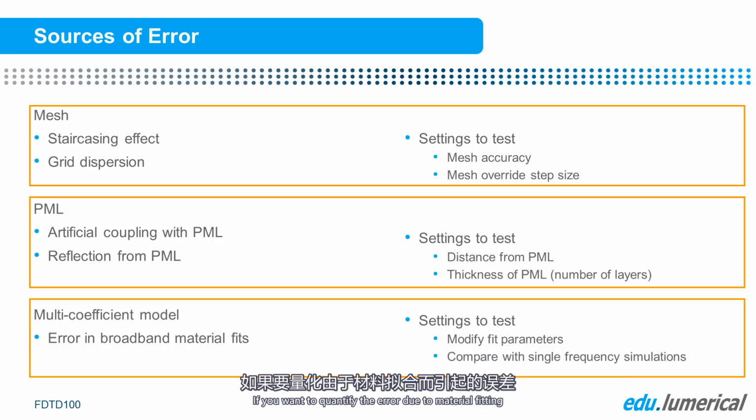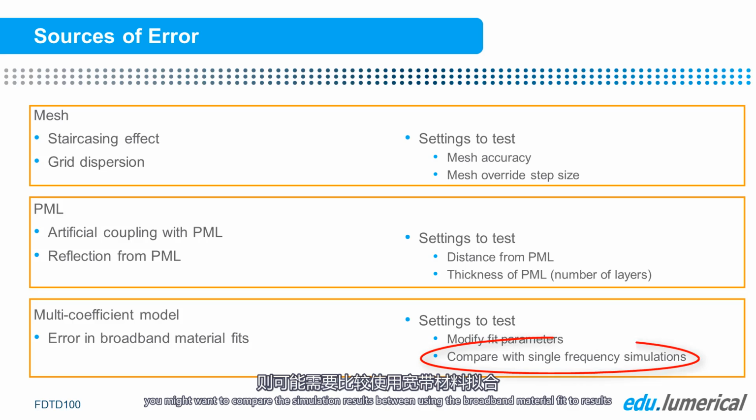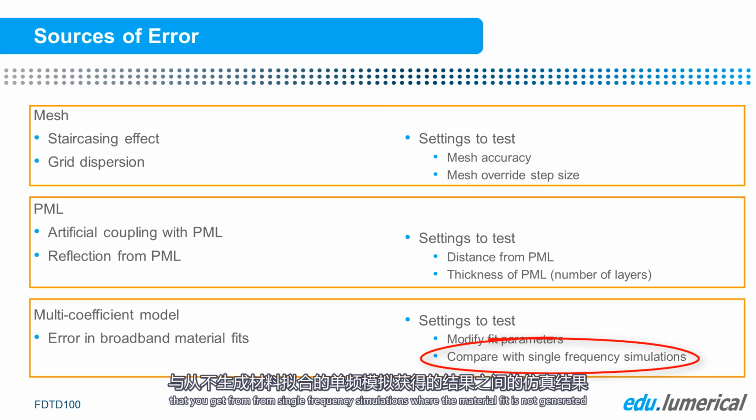If you want to quantify the error due to material fitting, you might want to compare the simulation results between using the broadband material fit to results that you get from single frequency simulations where the material fit is not generated.